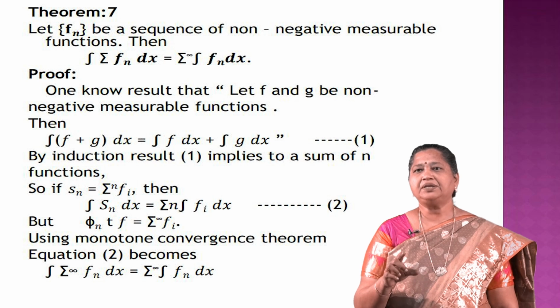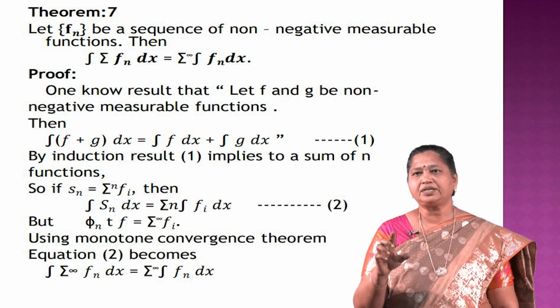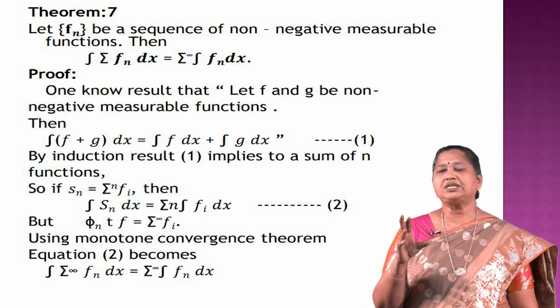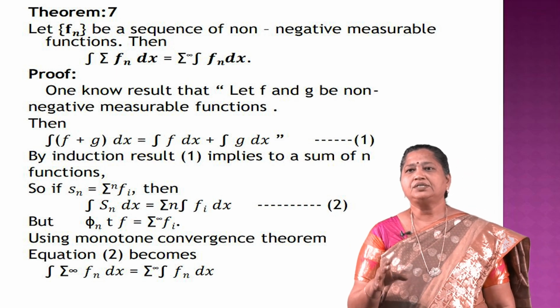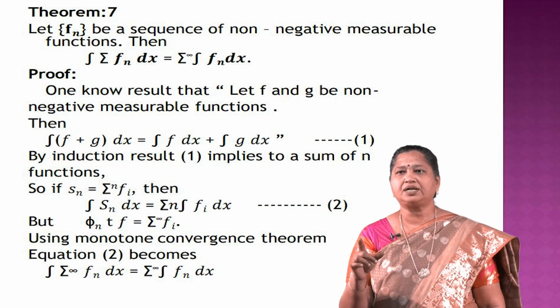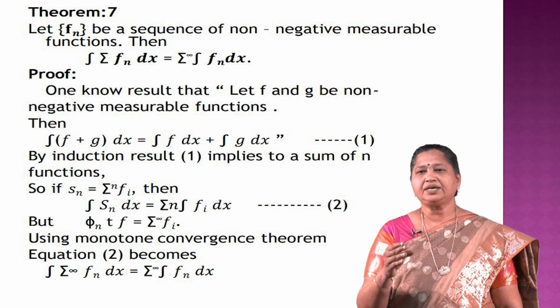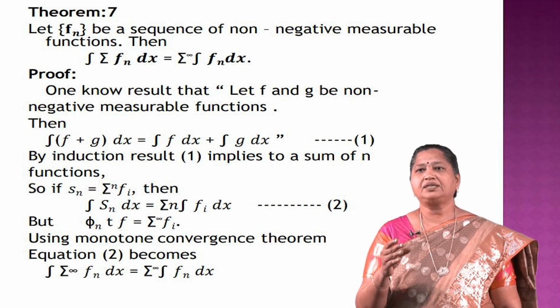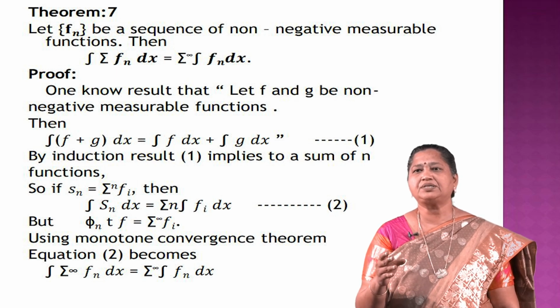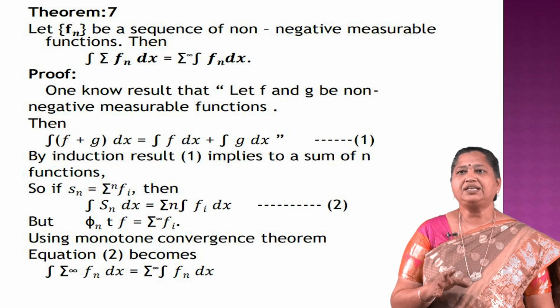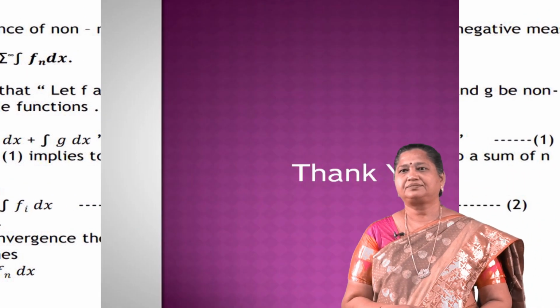But sn is monotonically increasing to f, this result is already true, which is equal to the summation over n of fi. So using the monotone convergence theorem, equation 2 becomes the integral of the summation over n of fn dx, which is equal to the summation over n of the integral of fn dx. That is the final result. Thank you.